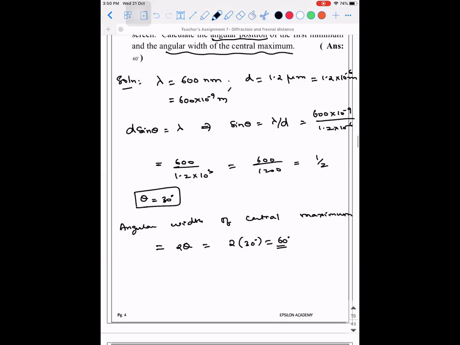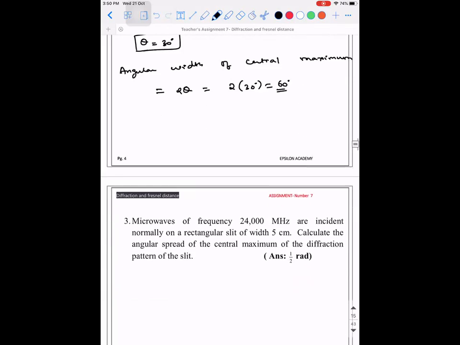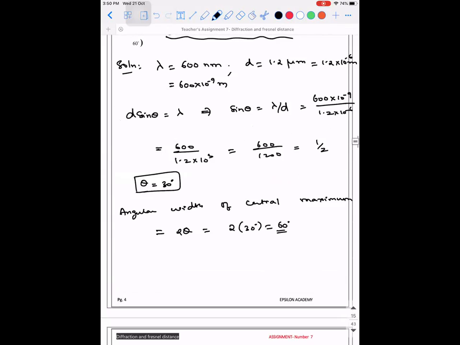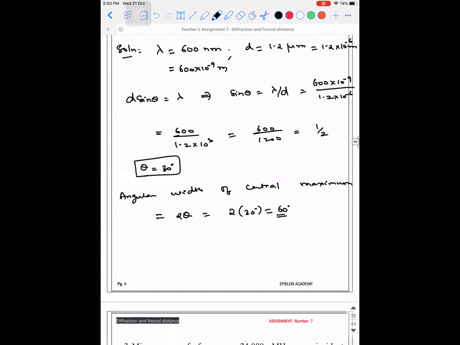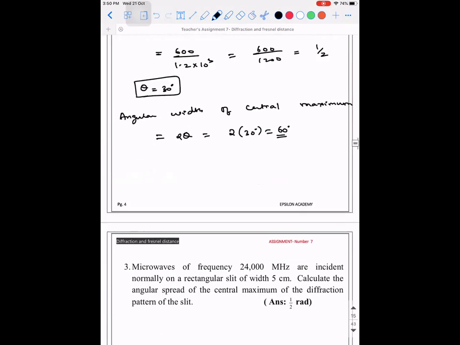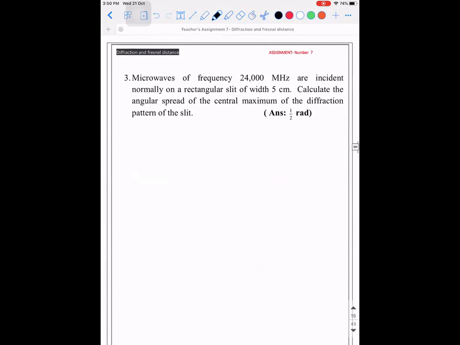Okay. Next. I hope these are all clear, right? Yes, sir. Microwaves of frequency 24,000 megahertz are incident normally on a rectangular slit of width 5 centimeter. Calculate the angular spread of the central maximum of the diffraction pattern of the slit.